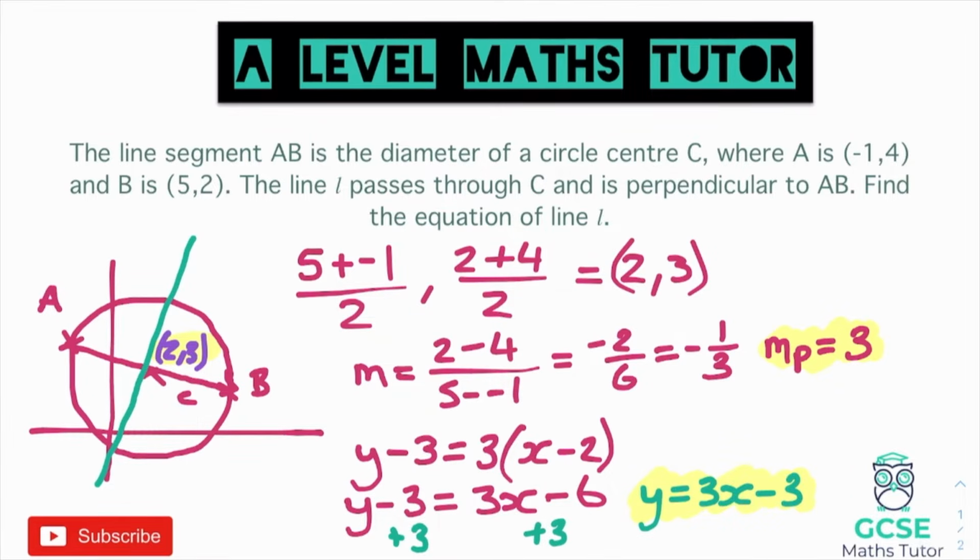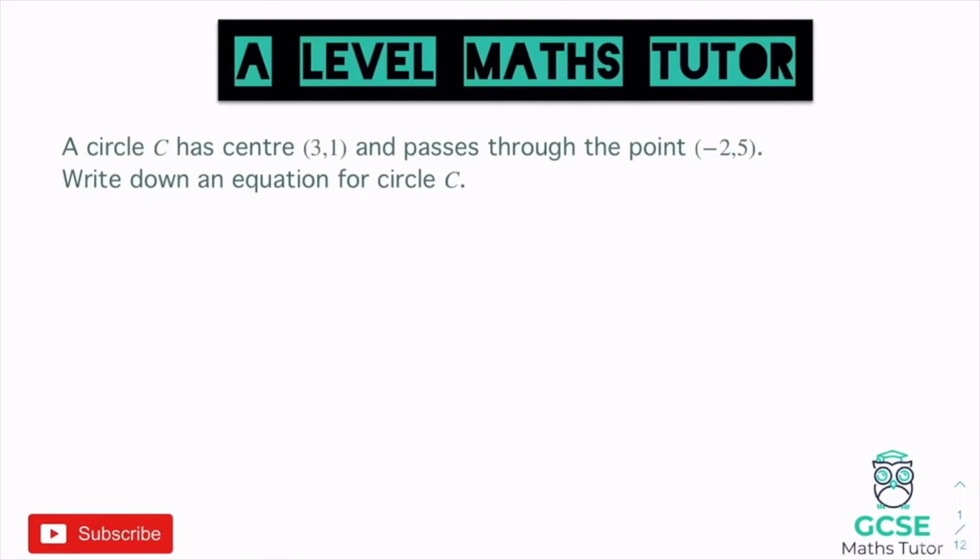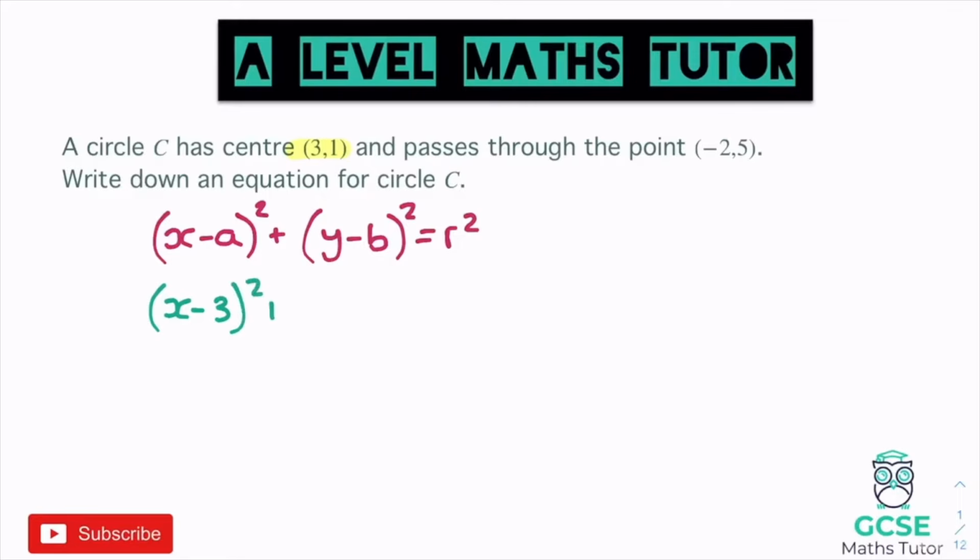In terms of actually the equation of the circle, I'm always just going to write that down. So I've got x minus a, which is the x coordinate of the centre, squared. Add to that y minus b, which is obviously the y coordinate of the centre, squared, and that's going to equal the radius squared. So if we plug in the numbers that we've been given, 3 and 1, let's see what we get. We've got x minus 3 squared, add y minus 1 squared, and that is equal to the radius squared.